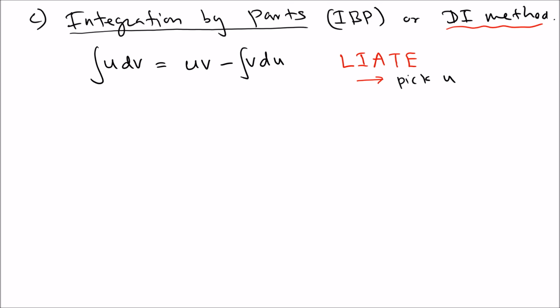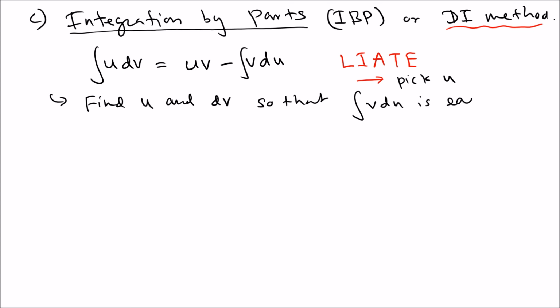Good. So the basic technique is to choose u and dv so that the integral of v du is easy to integrate. That's the basic technique, and for that we can use the LIATE argument to find the right one. So let's start with a problem like that.